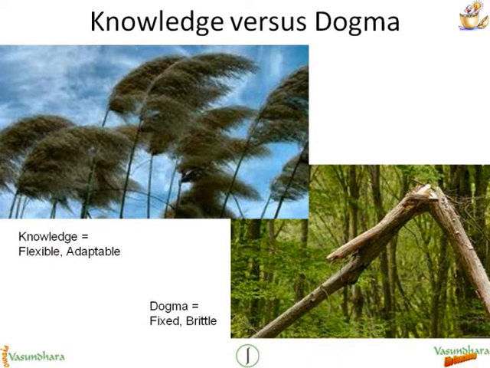Knowledge is flexible, adaptable. Dogma is fixed, brittle. And this is exactly what happens to the trees and to knowledge and dogma. That which is flexible and adaptable flourishes. Yes, it has to face trouble every once in a while, but it's able to continue living. Fixed and brittle stuff like dogma eventually dies its well-deserved and hopefully early death.